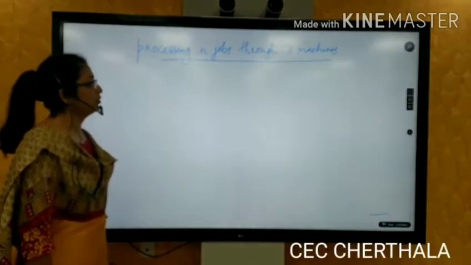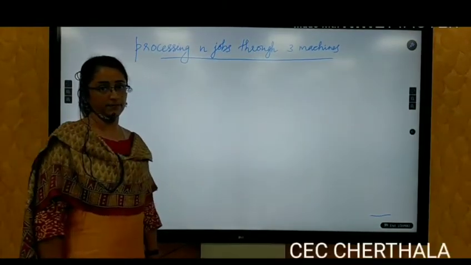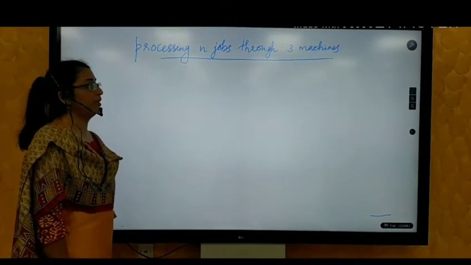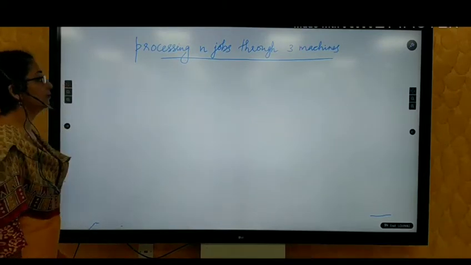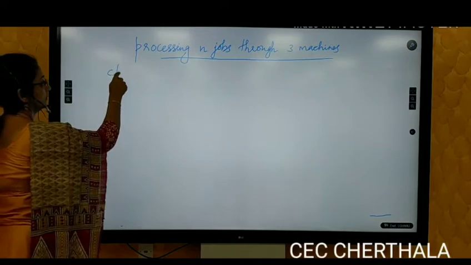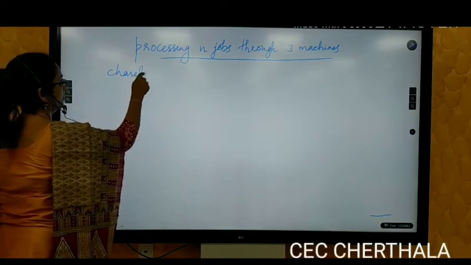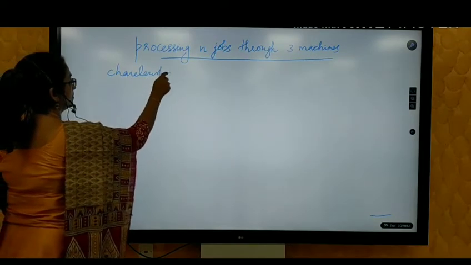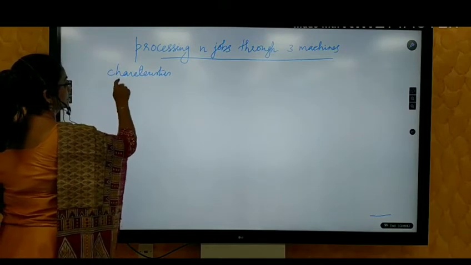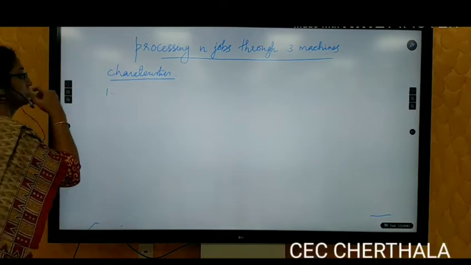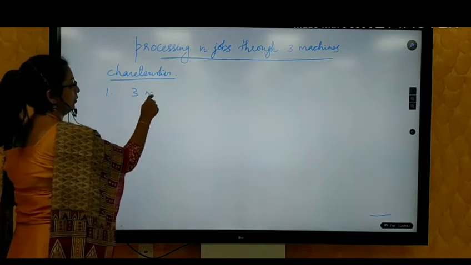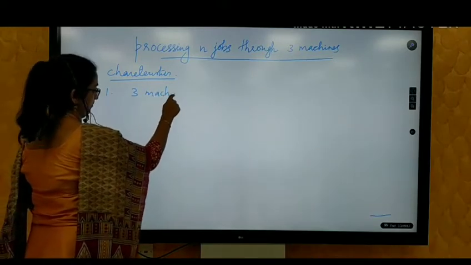Now processing n jobs through 3 machines. This is the continuation of my lecture part 3. Now the characteristics of this type of problems are: first one, only 3 machines are involved in the process.